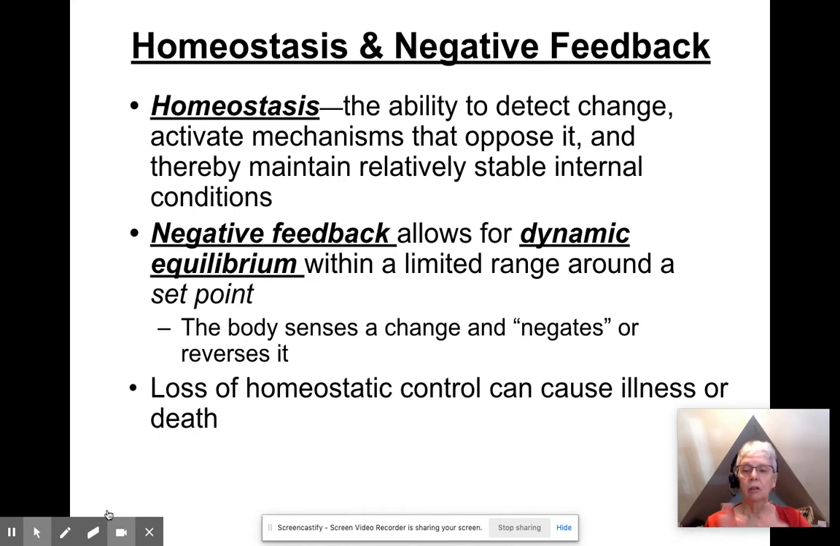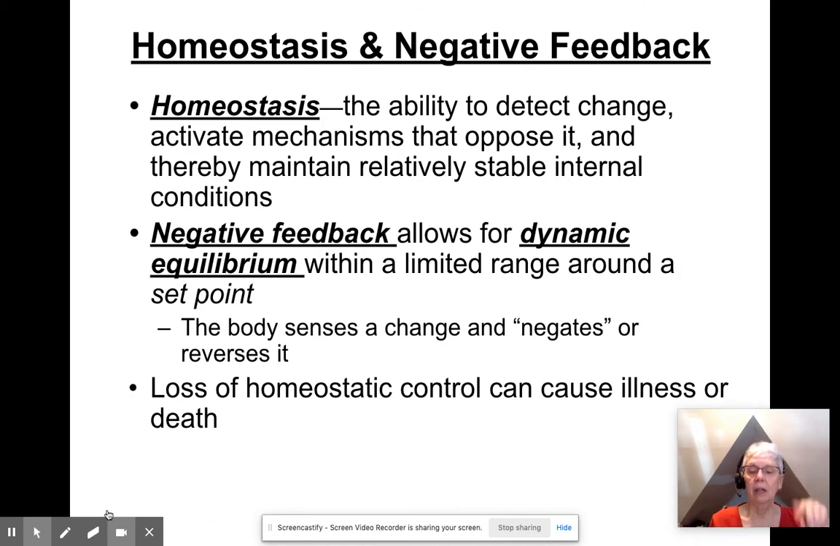So again, with homeostasis, you have to know what the normal internal condition is before you can decide whether or not it's out of homeostasis. One of the ways we bring it back into homeostasis is through negative feedback. Negative feedback senses that the body has changed and wants to reverse it back to normal. Whenever we are running a temperature, we begin to sweat, trying to cool the body. Or if we're too cold, we start shivering to try to warm the body.